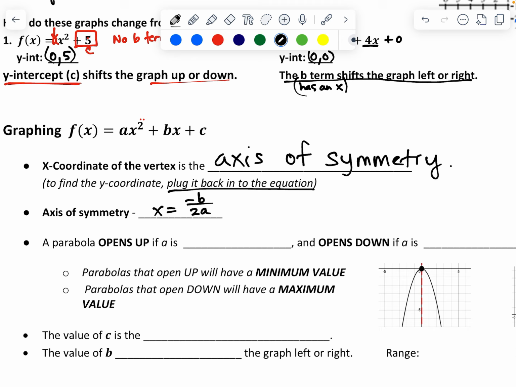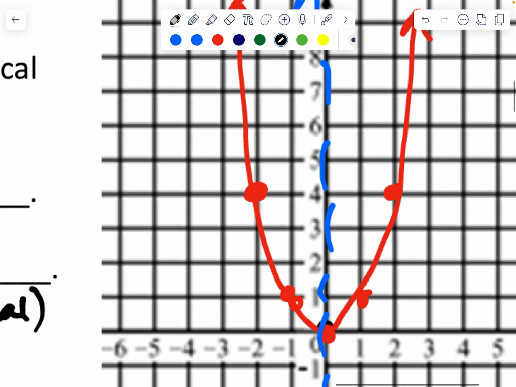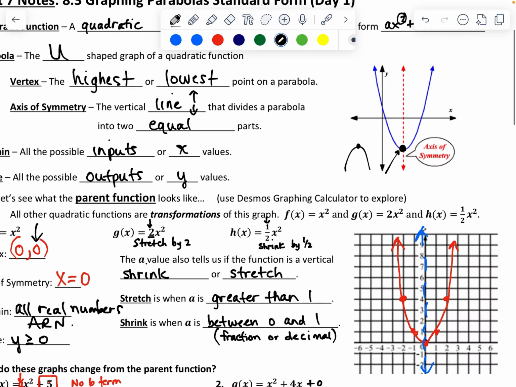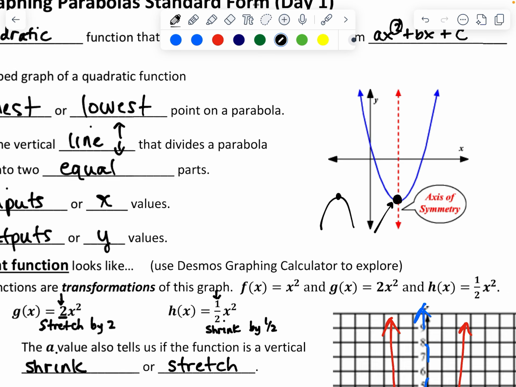Okay, a parabola opens up if a is positive and opens down if a is negative. So a parabola opens up like this if a is positive. It opens down like this one if a is negative. It flips it over. We call that a reflection.